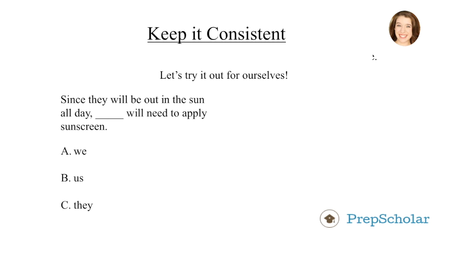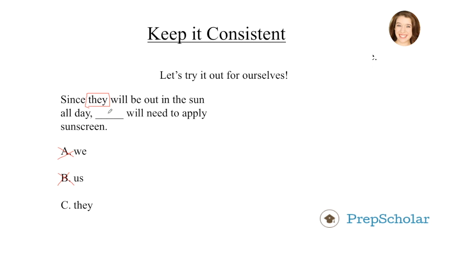Here's our first option. Let's break it down. Since they will be out in the sun all day, somebody will need to apply sunscreen. What's our other pronoun? It's they. It's the only other pronoun in this sentence. That means we're looking for a similar pronoun, not we, that's different, not us, also because that's the wrong case. We need a subject pronoun.